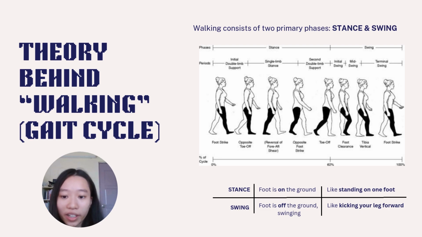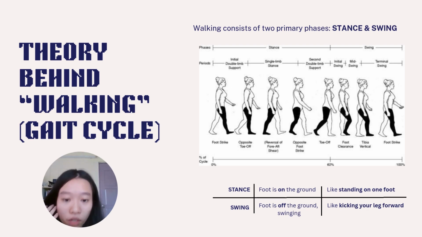Okay, walking seems very simple, but it's actually a very complex process that is made of two phases. One is stance and one is swing. So let's take a look at the picture. The right leg is highlighted with black color, so we'll focus on the right leg itself.